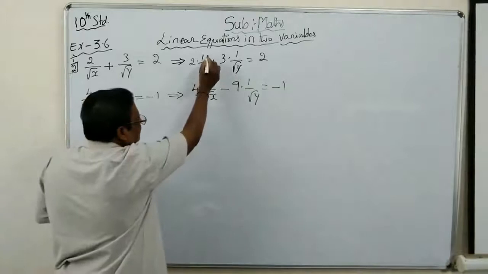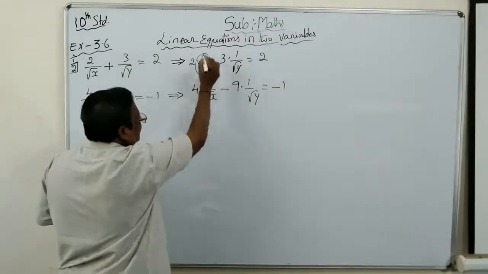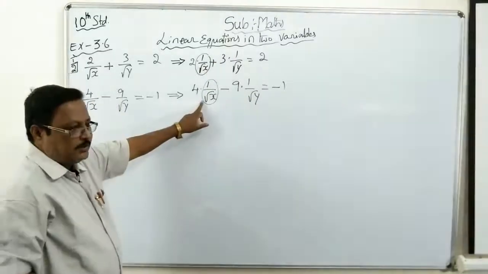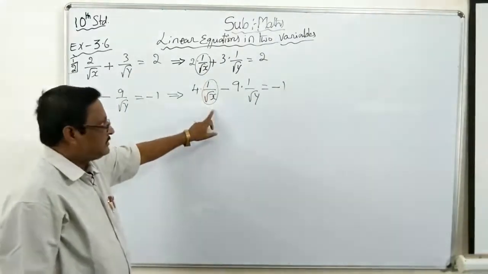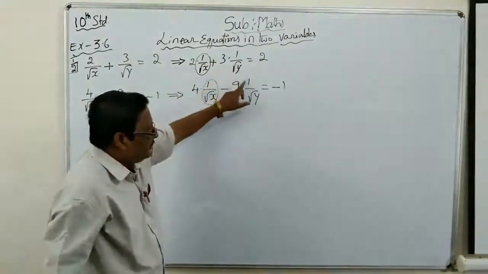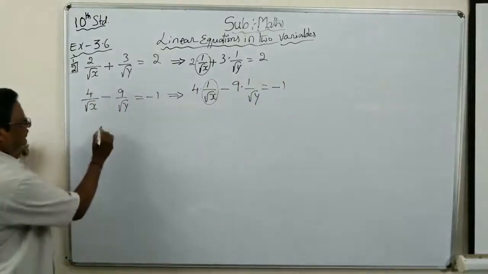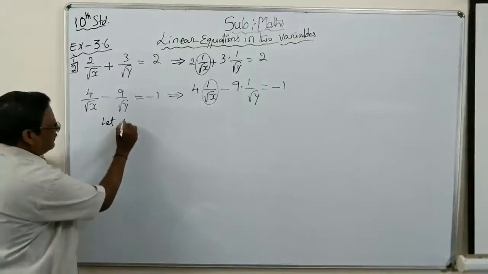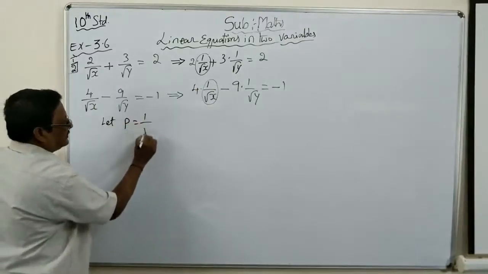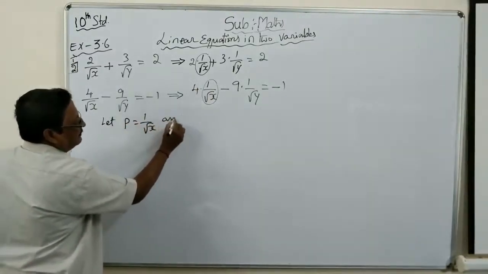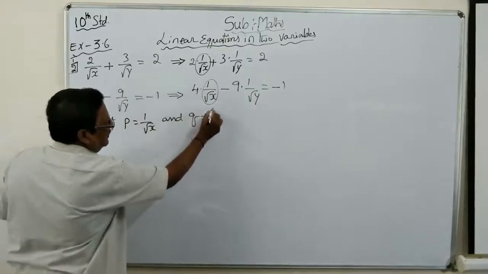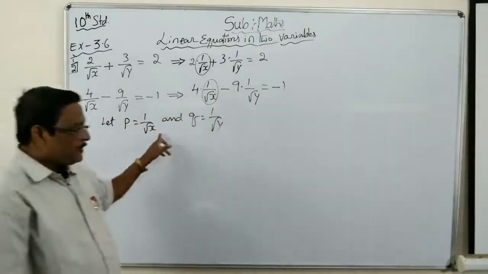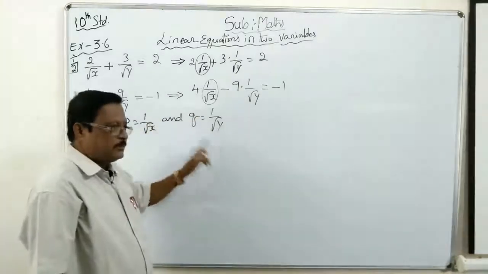Here see the x term, 1 by root x, 1 by root x. Put p is equal to 1 by root x. Here 1 by root y, 1 by root y. Let p is equal to 1 by root x and q is equal to 1 by root y.